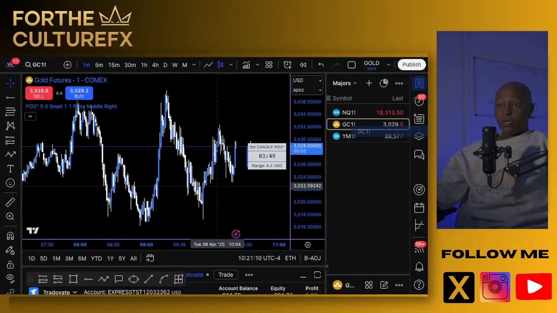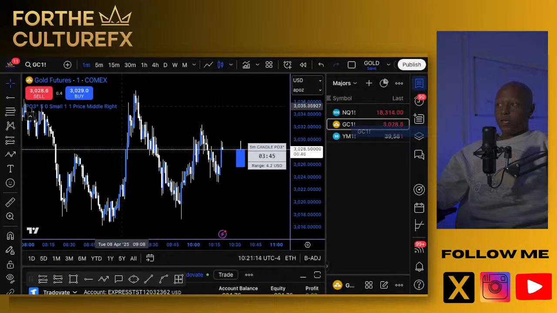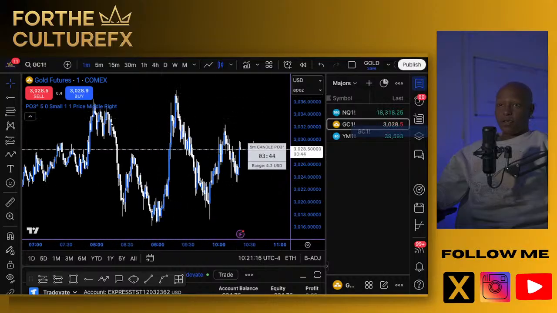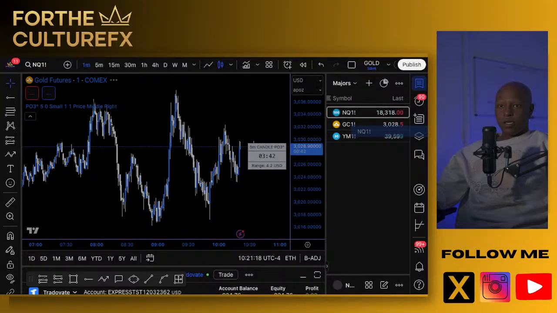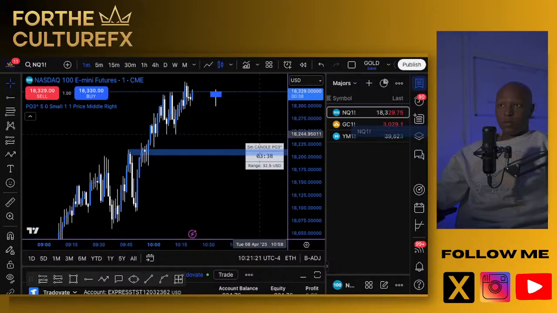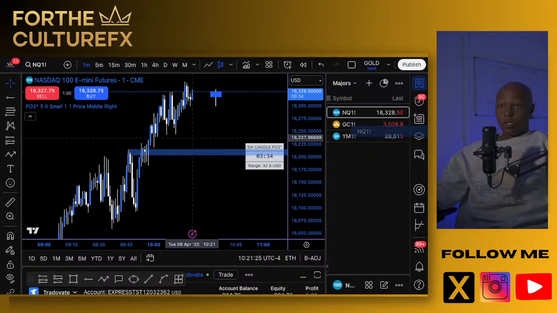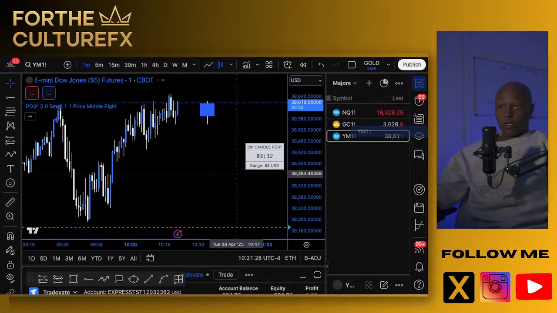Gold here. Gold is attempting to create new highs. In Q, the previous 5-minute close was bullish. This is the first 1-minute bullish candle closure.